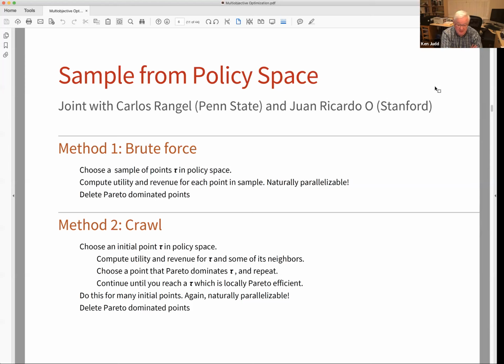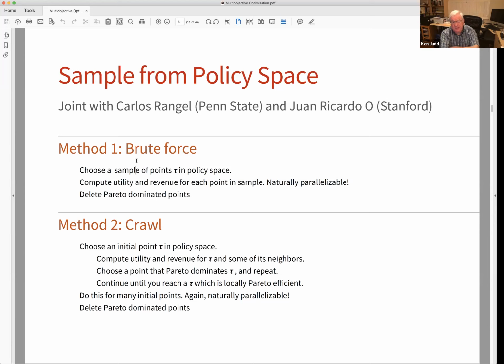Furthermore, this is all naturally parallelizable. You could pick a very large sample of points tau in policy space. And then if you have multiple processors, you could have different processors work on different subsets of the sample. And in no time at all, you could easily analyze many points in policy space. Actually, what you're going to see today, because the example is simple, is only, I think, 20, 40,000 point policies we look at.